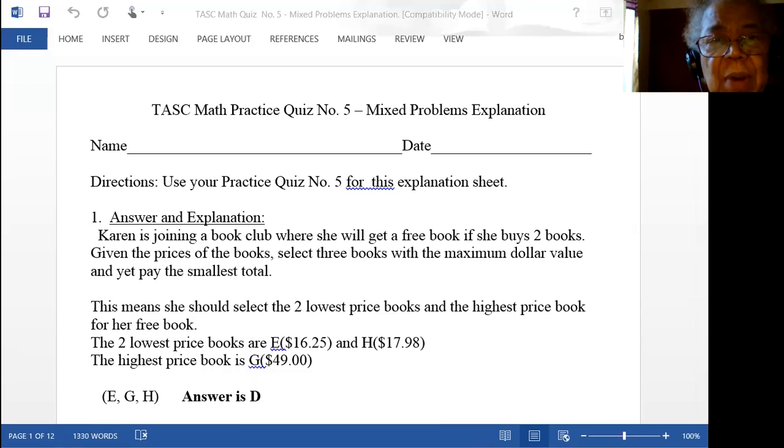Okay, in the first problem, we have Karen joining a book club. She gets a free book if she buys 2 books. And we give them the prices of the books. We're to select the 3 books with the maximum dollar value, yet pay the smallest total. So what do you want to do here? You want to pick the 2 lowest price books. And for the free book, you want to pick the highest price book.